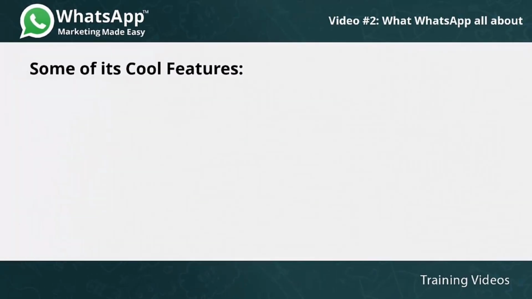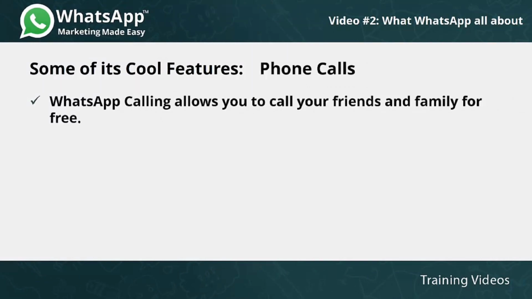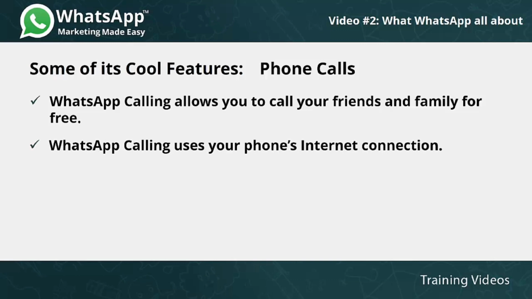Some of its cool features. Phone calls. WhatsApp calling allows you to call your friends and family for free, even if they are in another country. As of now, WhatsApp calling is available for Android, iPhone, Windows Phone, and BlackBerry 10. WhatsApp calling uses your phone's internet connection instead of using your cellular plan's voice minutes. Calling someone who is in another country will cost you the same as calling someone who is in your own country.